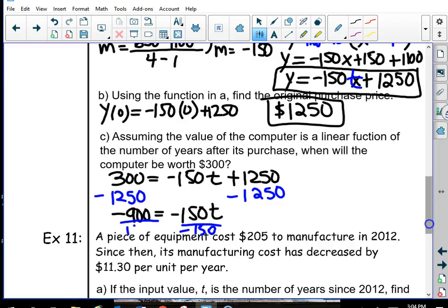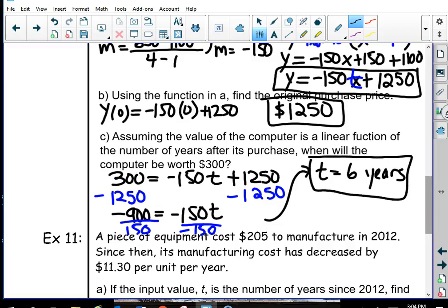And it looks like 150 goes into 900. 150 goes into 3 twice. 2 times 3 is, it looks like it goes in there 6 times. So t equals 6 years. And that's about as long as a computer will last.